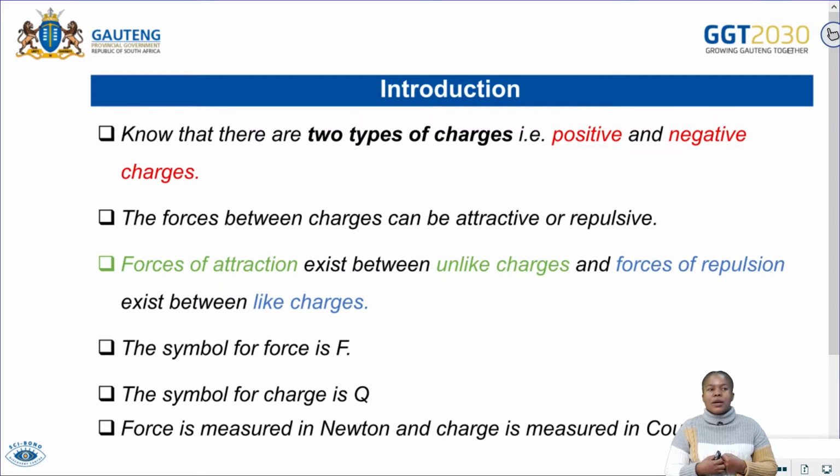Now forces of attraction exist between unlike charges, like we've mentioned, your unlike being your positive charge and your negative charge. And forces of repulsion exist between the like charges, being the negative charge interacting with another negative charge, or a positive charge interacting with another positive charge.